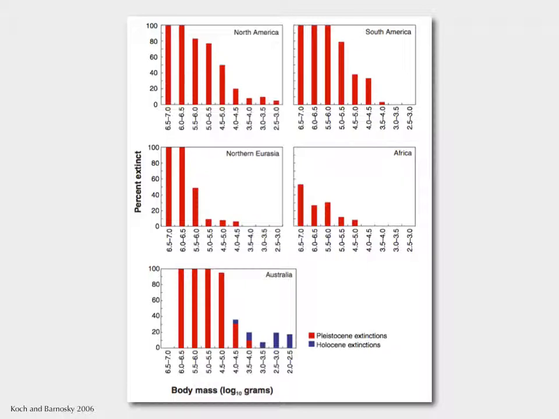Okay. Here's a similar plot across different continents. It's flipped, so small bodies here, right? Okay, it's the same sort of thing, where bigger things go extinct more. Okay, with a weird exception. What's the exception in terms of extinction?